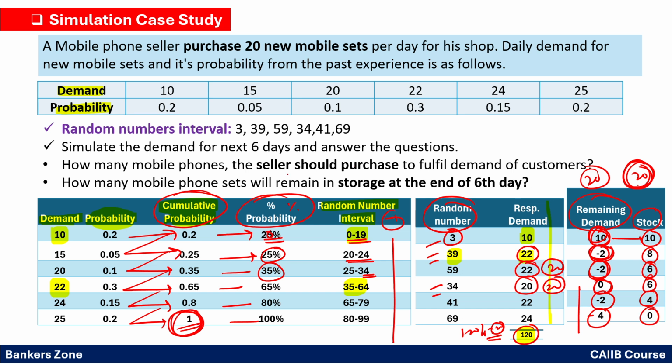They are asking what is the total demand. So the answer is 120. What is the storage or stock at the end of 6 days? So the answer is 0. Right? In that way they can frame the question.